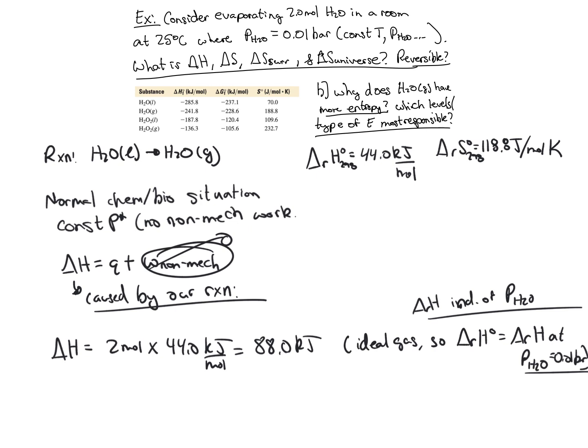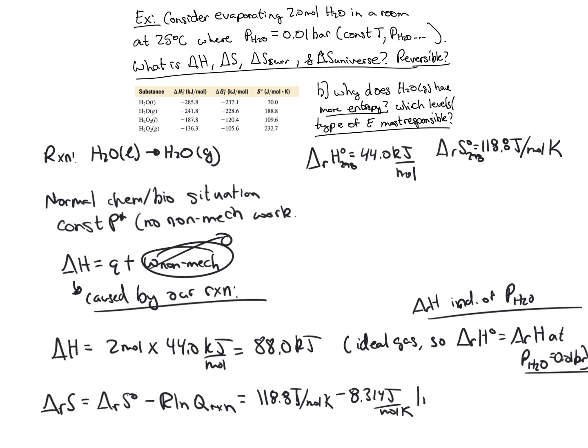For delta S, it's going to be the same thing, but we know that delta RS is in fact very highly dependent on the actual reaction conditions. So first we're going to need to do delta RS at these conditions, which is delta RS naught minus R ln Q, which is going to be my 118.8 joules per mole Kelvin minus 8.314 joules per mole Kelvin times ln Q.